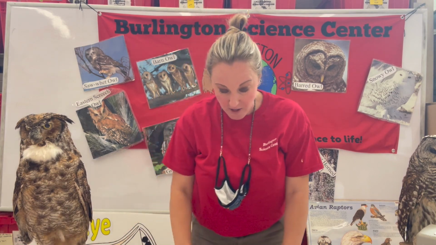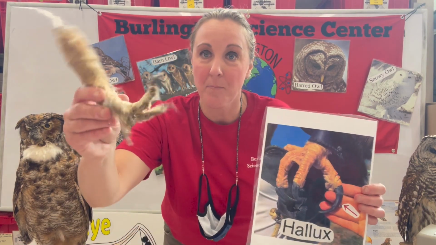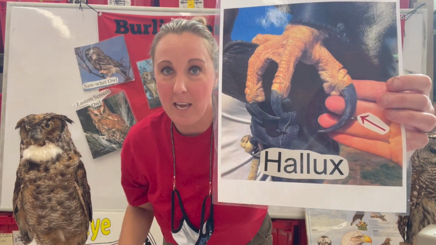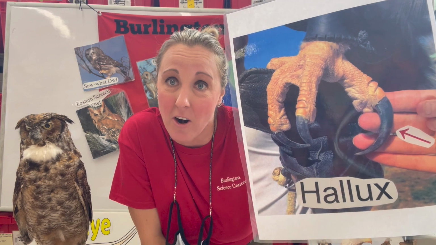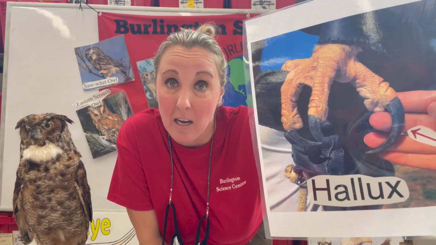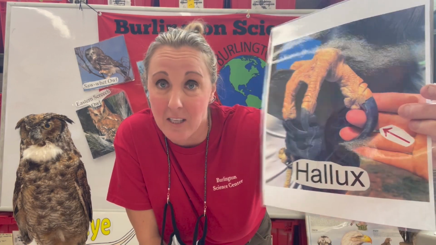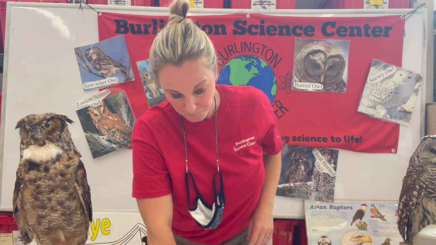Now, the other thing that we talked about were those talons. And I just want to show you that the birds of prey and the owls have this really big talon in the back. It's called their hallux. And the hallux is the one that does the damage and kind of pierces into the animal and allows it to hold on really well to that prey. So the hallux. All right.